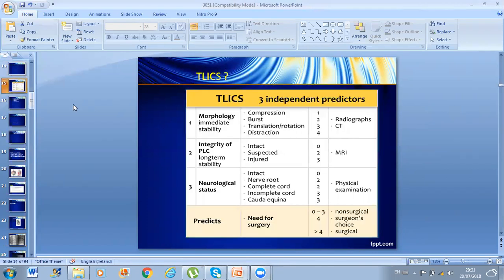This is the most important classification system. You have to remember this. For example, you have any trauma patient coming in exam, you should classify that patient into thoracolumbar injury classification system. There are three independent predictors. First is morphology of the fracture. Second is integrity of the posterior longitudinal complex. The third is neurological status.